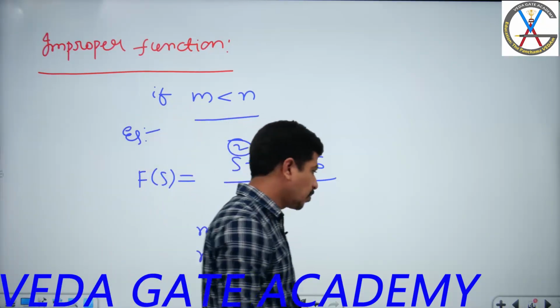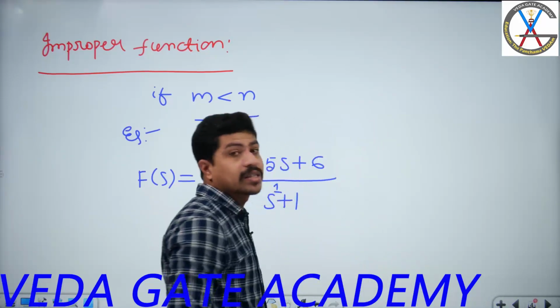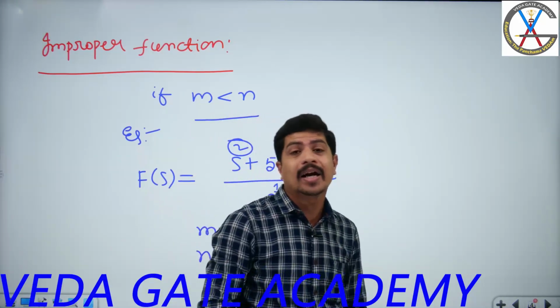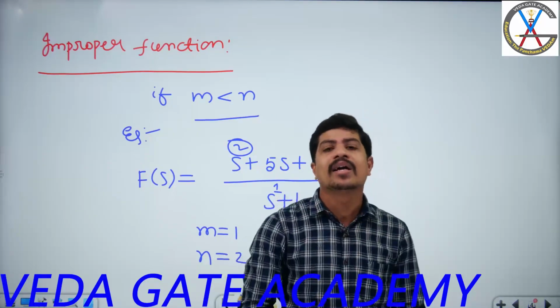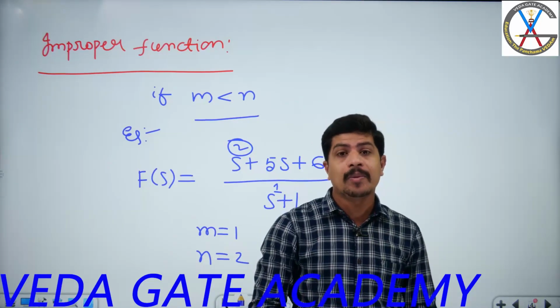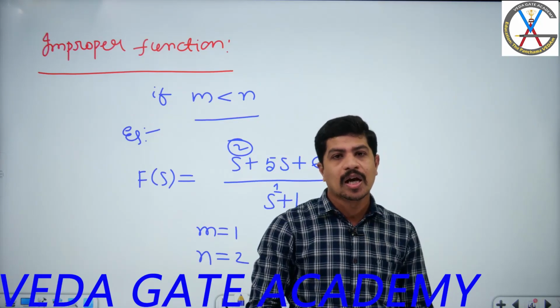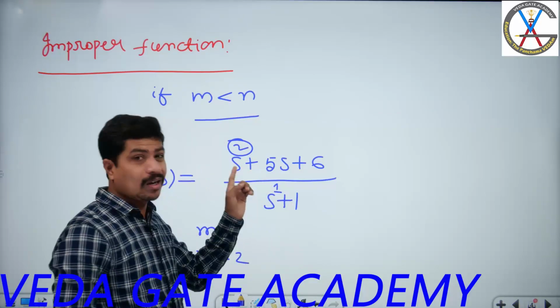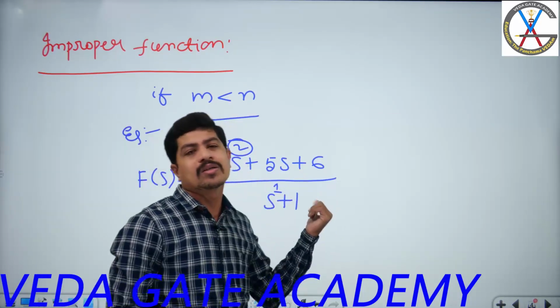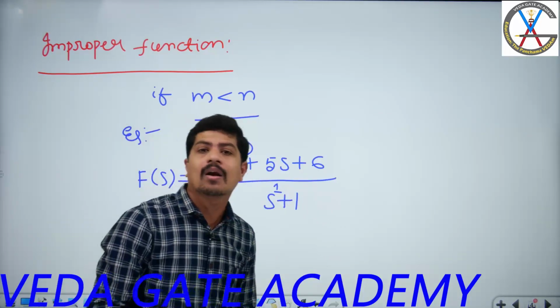Yes, m is less than n. This is an improper function. In the previous discussion, we understood that the initial value theorem in the S domain is not applicable for improper functions. We saw that for an improper function, the numerator degree, or order, is going to be more when compared to the denominator order.